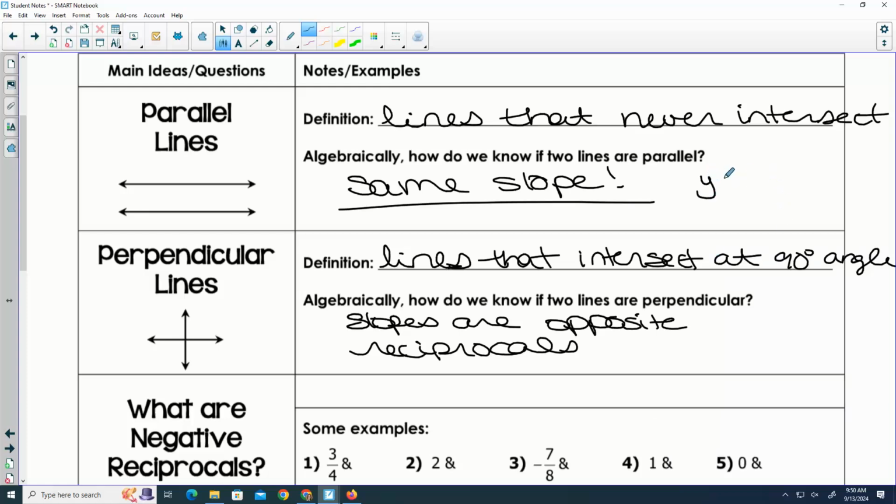So for instance, parallel would be like y equals 2x plus 1, y equals 2x minus 1. Both of these have a slope of 2, so they never intersect. Perpendicular would be like y equals 2x plus 1, and if you want to flip it, this is like 2 over 1, so it'd be 1/2. That's the reciprocal. Opposite would make it a negative. So same, parallel. If they're flipped and sign changed, those are perpendicular.